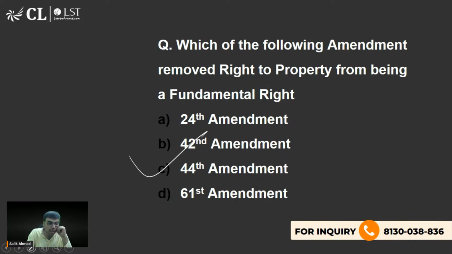One more thing you should know is that the right to property was earlier mentioned in Article 19(1)(f).